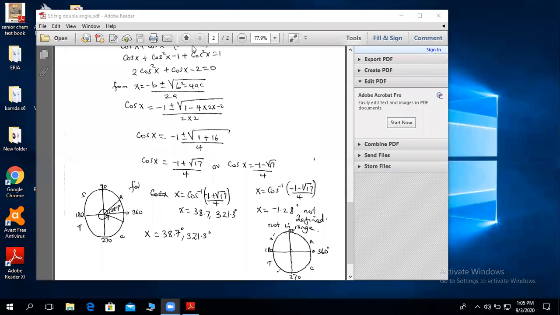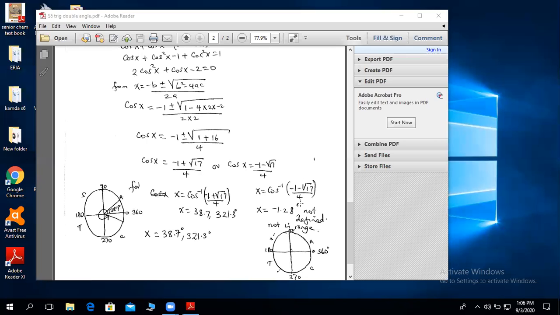We had reached here, and I was telling you that cos arc of this, you are going to get 38.7. And cos is positive because root of 17 is greater than 1. So cos is positive. It is in the first quadrant and the last quadrant. So we shall have 38.7 as one of the angles. Then this angle will be 360 minus 38.7, and here it is.